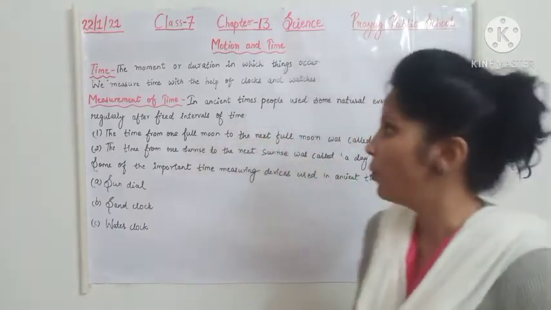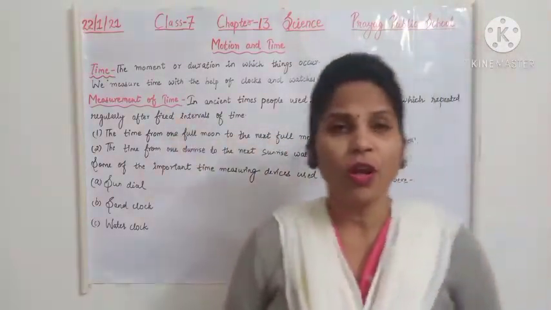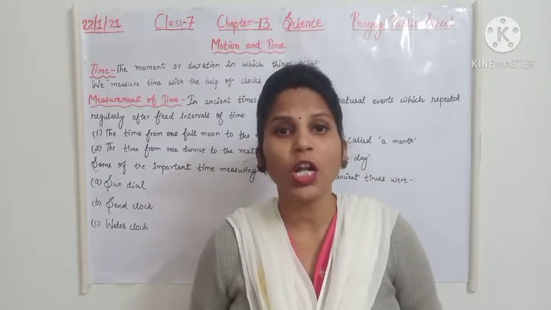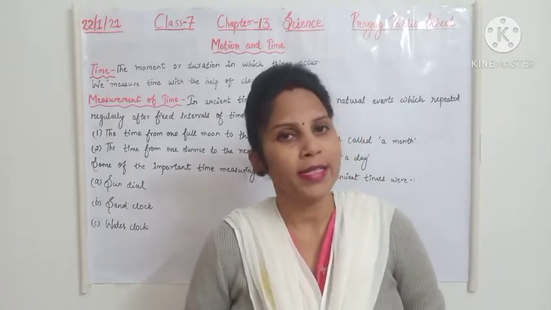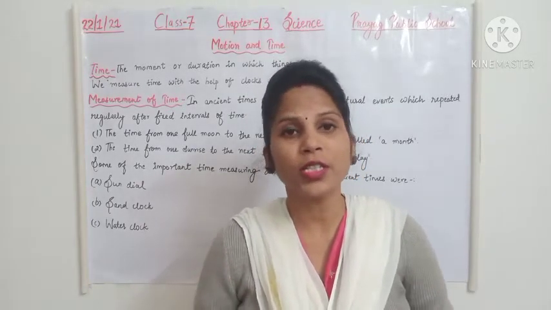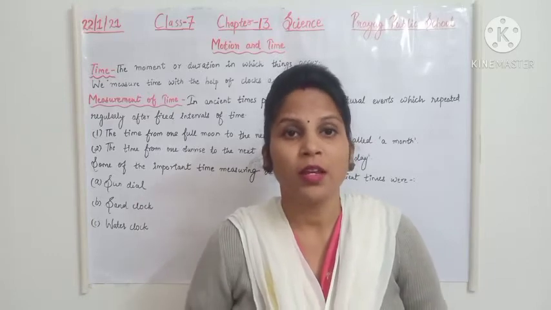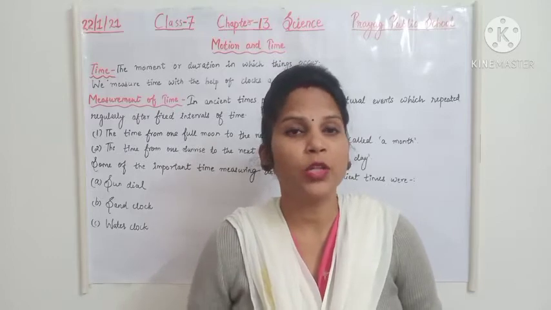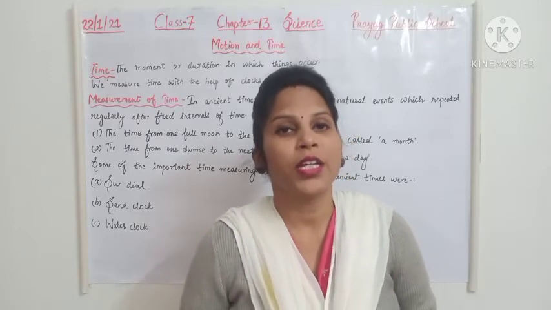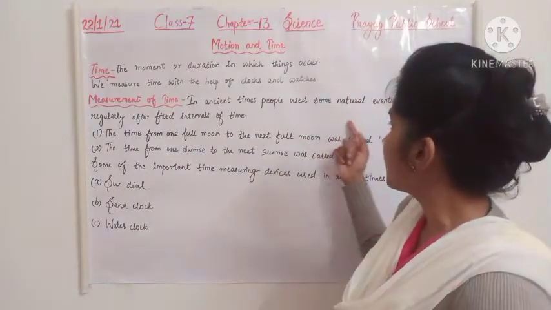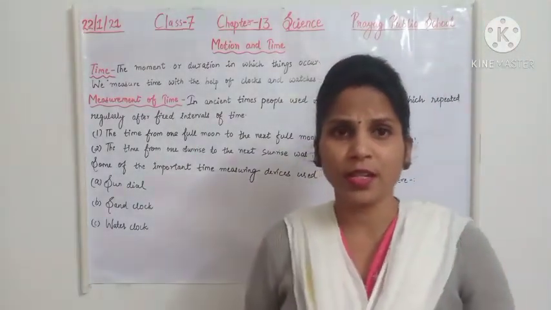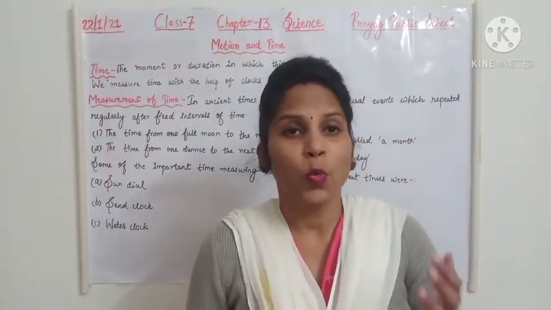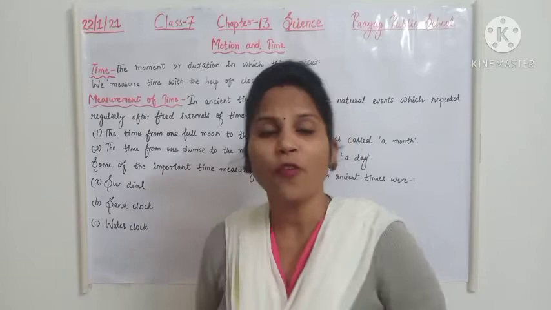Okay children, now measurement of time. Nowadays we are measuring the time with the help of wall clocks, watches, mobiles, etc. But what happened in ancient times? Yes, in ancient times there was no wall clock, nothing. So how did people calculate the time? They used to calculate the time with the help of some natural events like full moon and sunrise, which occurred at regular intervals of time.